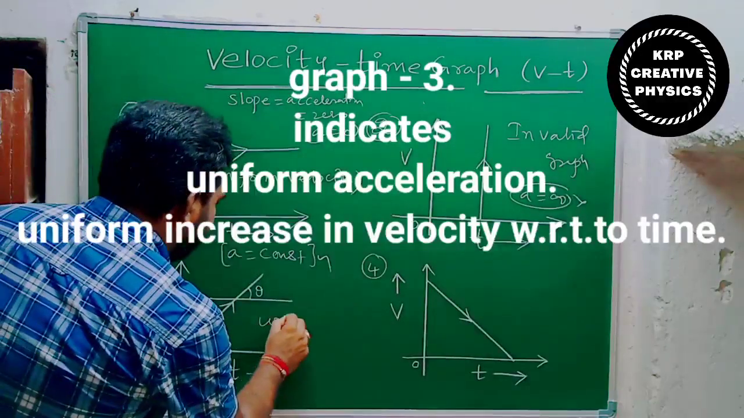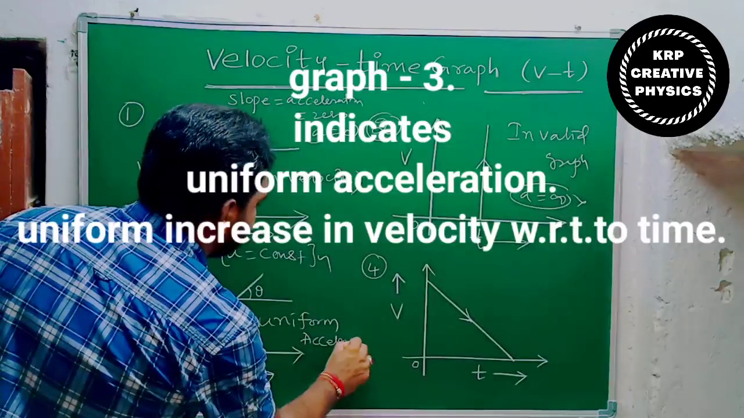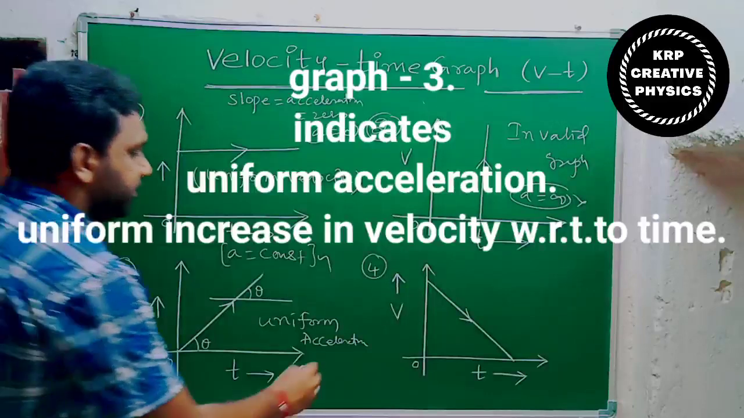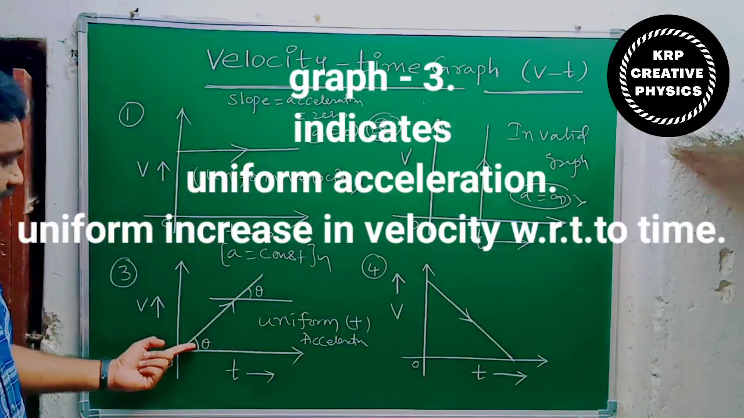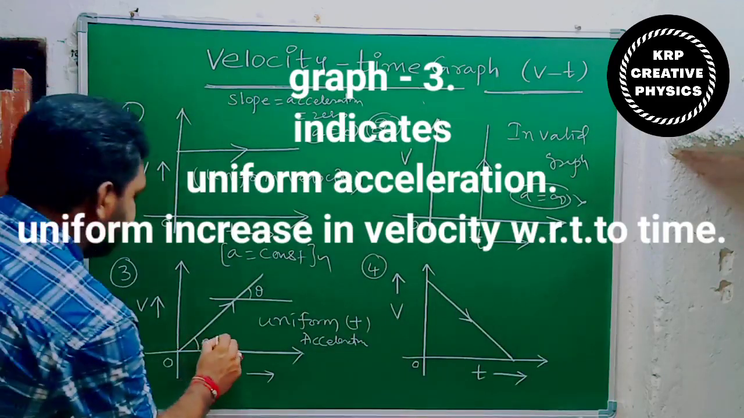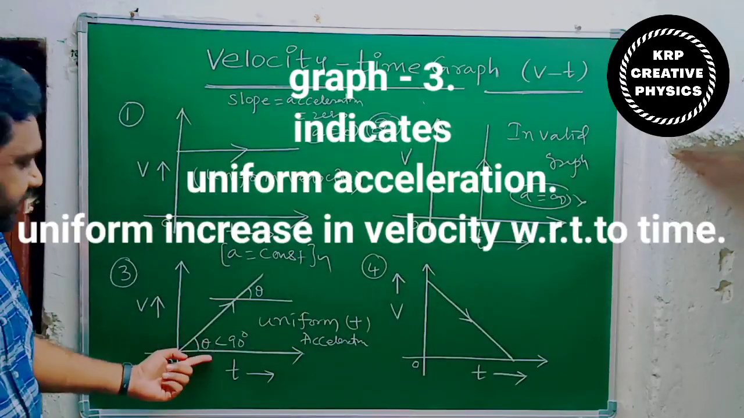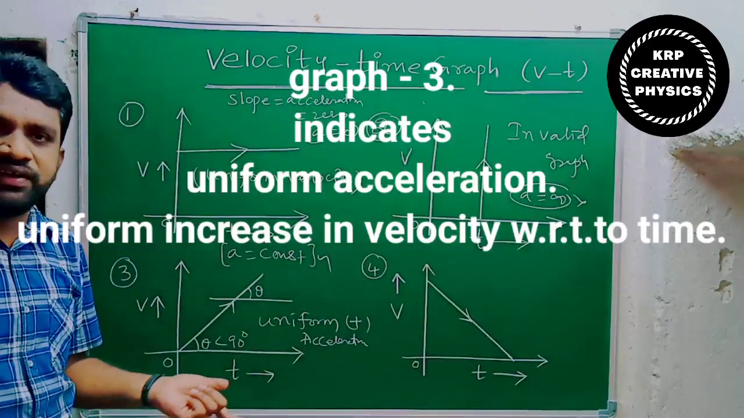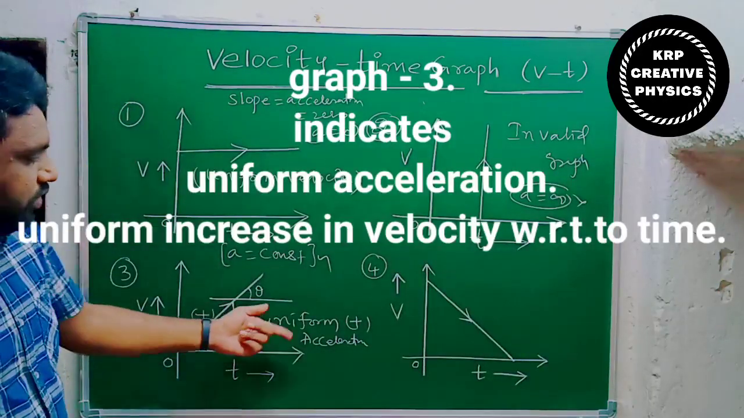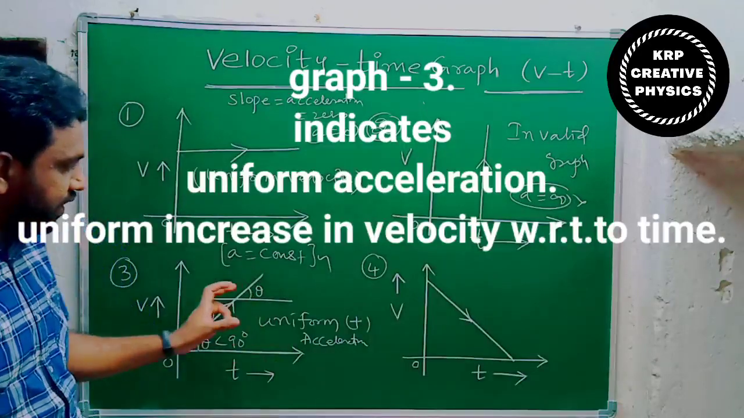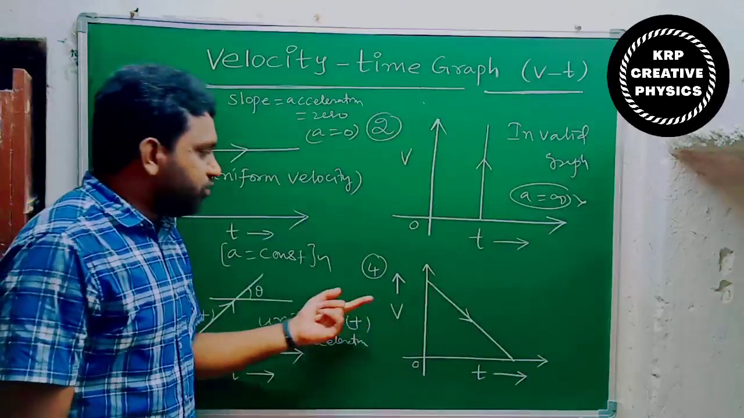So I am writing here uniform acceleration, and that too it is positive. How can I say this is positive uniform acceleration? Very simple. If we consider this particular angle, it is less than 90 degrees. When the angle between the x-axis and the slope is less than 90 degrees, it always indicates a positive value. That's why it is indicating uniform positive acceleration. In my previous video I also explained regarding the angle. Once again I am just reminding you. Okay, right. So let's move on to the fourth graph here.